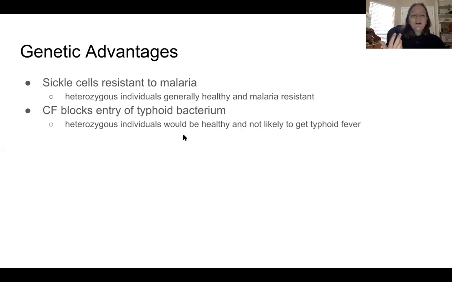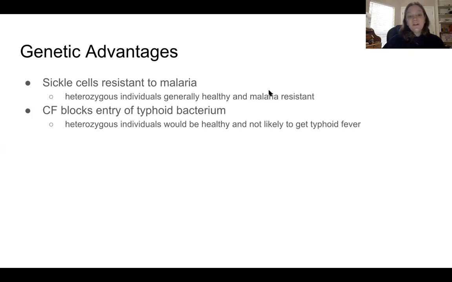And that's why we still have these diseases around, because being heterozygous is actually more beneficial. So if you have two individuals who are heterozygous, and they have a kid, if you remember those Punnett squares that we did, they would have a 25% chance of having a child with either sickle cell or CF.